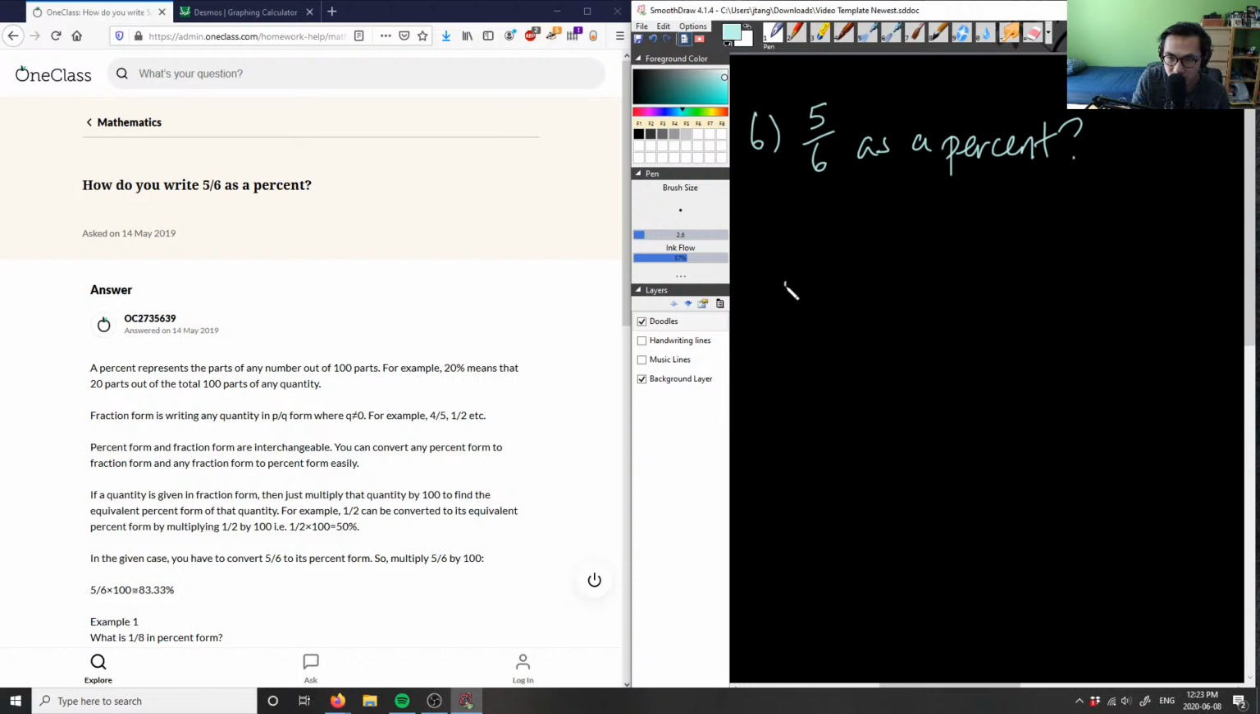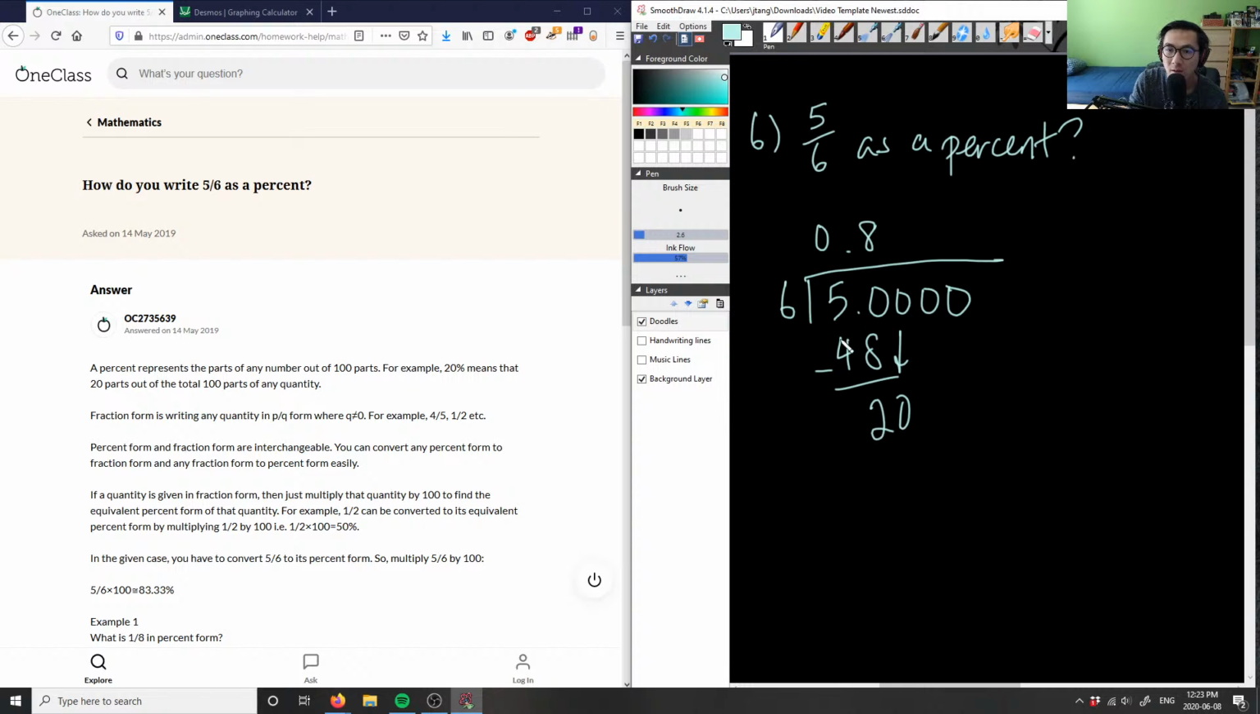So I'm going to do a long division here. So I'm going to do 6 divided by 5, and then I'm going to add some zeros here. So I'll add 3 zeros here, maybe 4 zeros. And then I'm going to simply do long division, right? So 6 goes into 50 8 times. This is 0.8. 8 times 6 is 48. I can subtract that, so 50 minus 48 here is 2. Bring down the 0. 6 times what number gives me 20? 6 times 3 gives me 18.